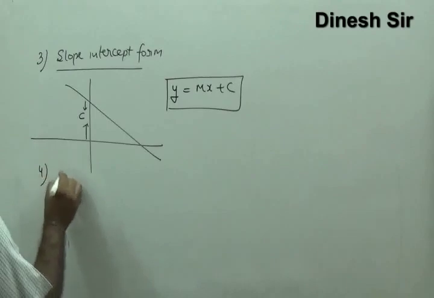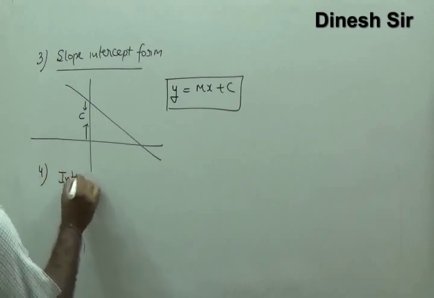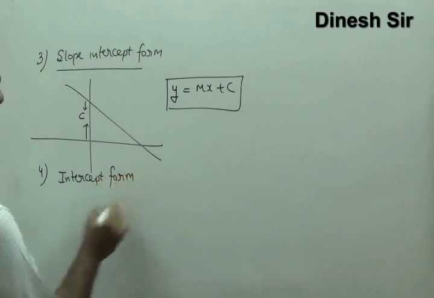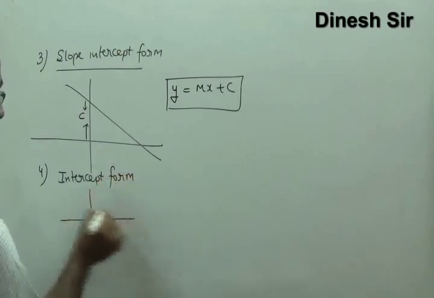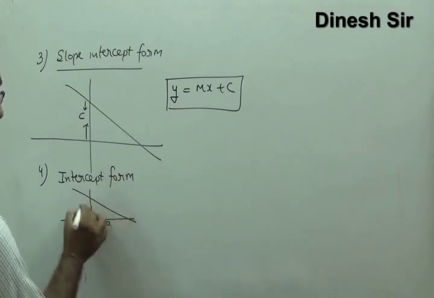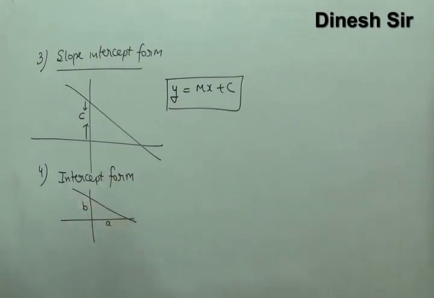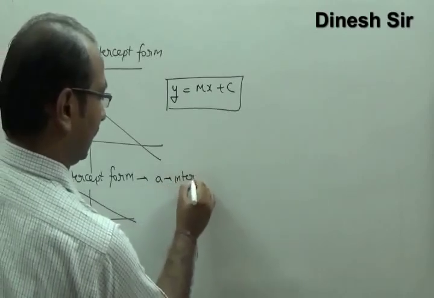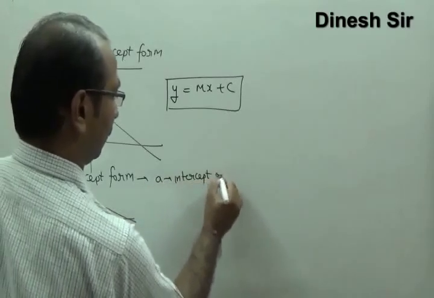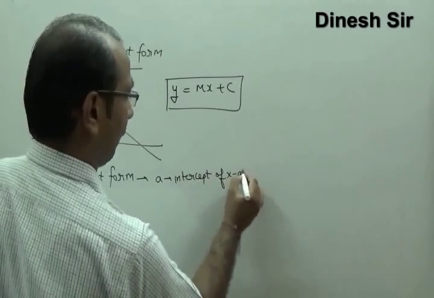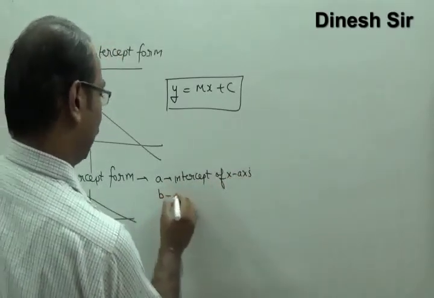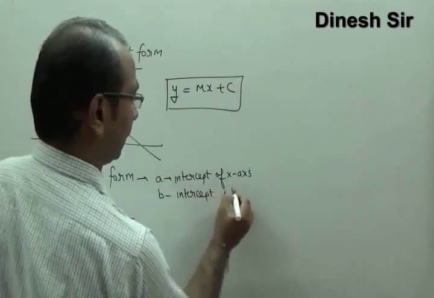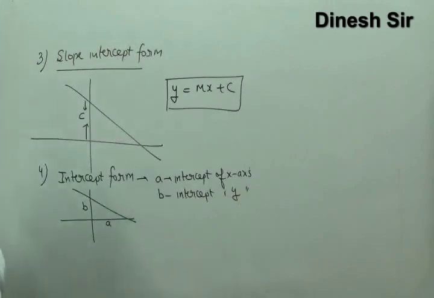Then you have intercept form. What do you mean by the intercept form? Suppose this is the coordinate axis, and this line is there, with A and B, where A is said to be the intercept on the x-axis, and B is said to be the intercept on the y-axis.